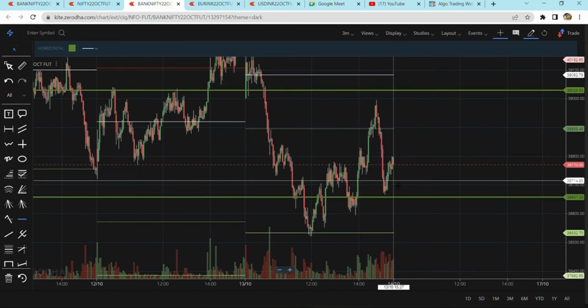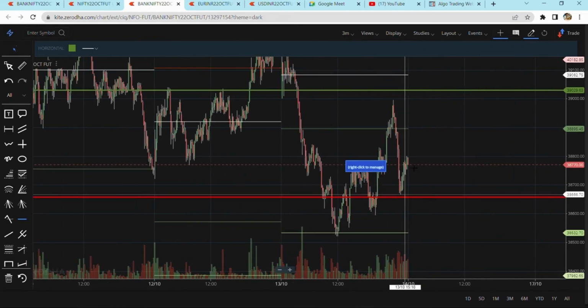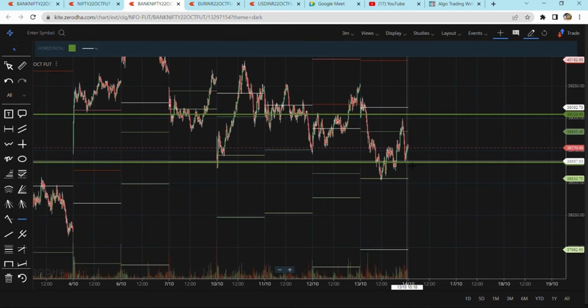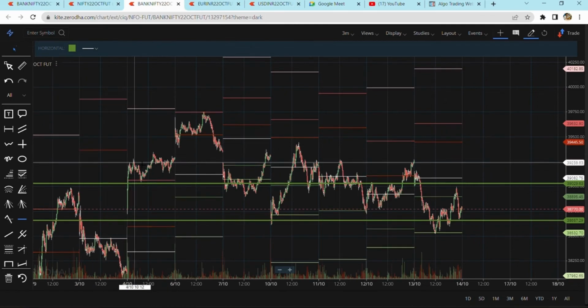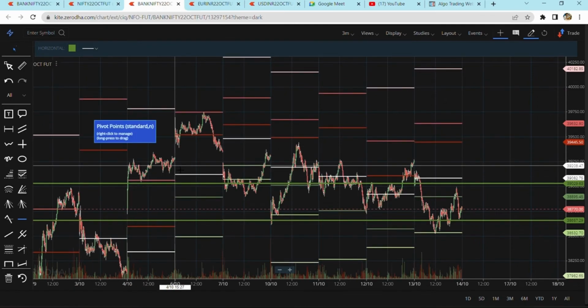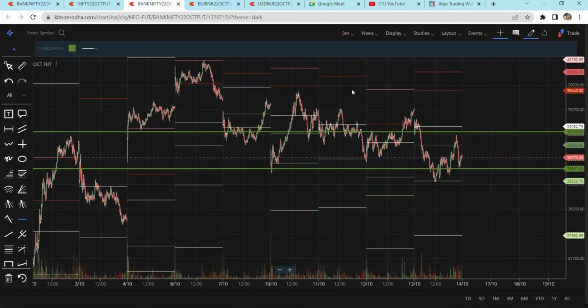A lot of heavy selling came by the end of the day, and then the market managed to close at 38,770. Okay, so I hope you understand my point. A lot of volatility is there, but surely I'm telling you, a big movement is about to happen soon.